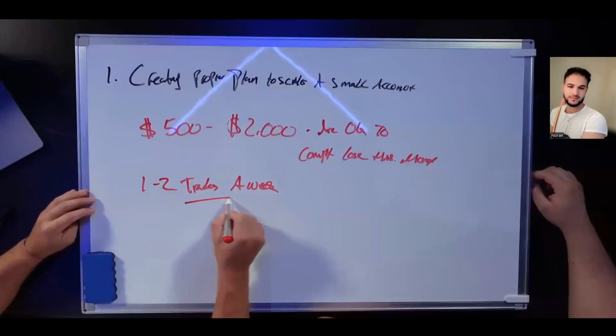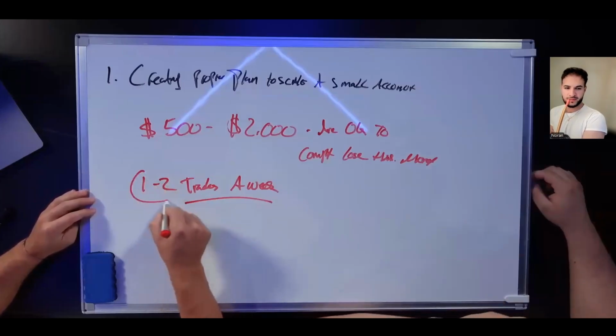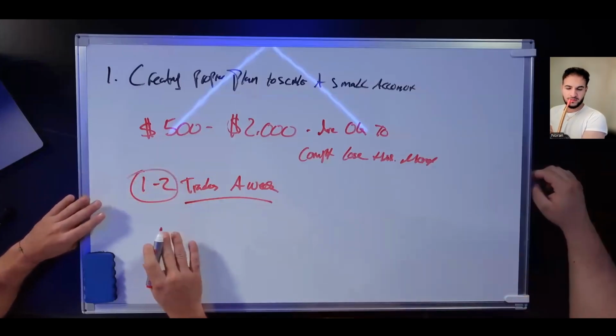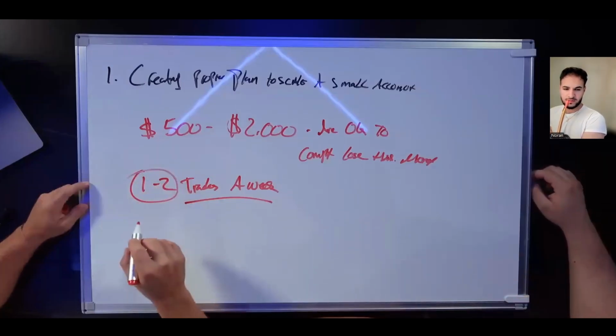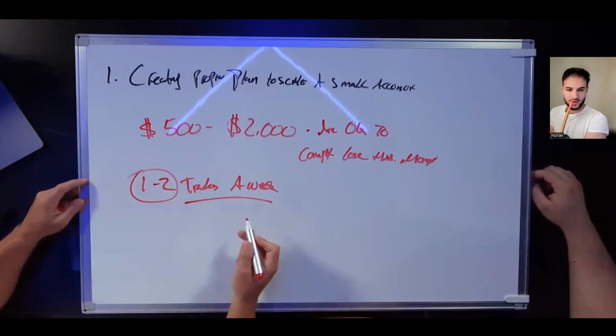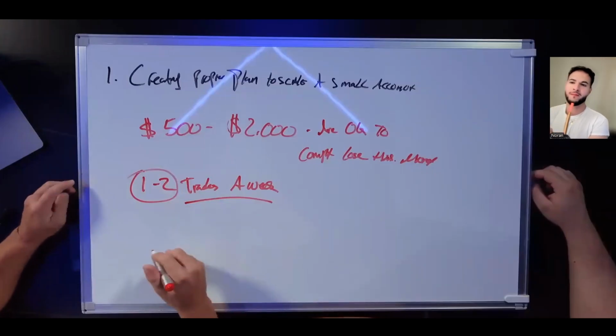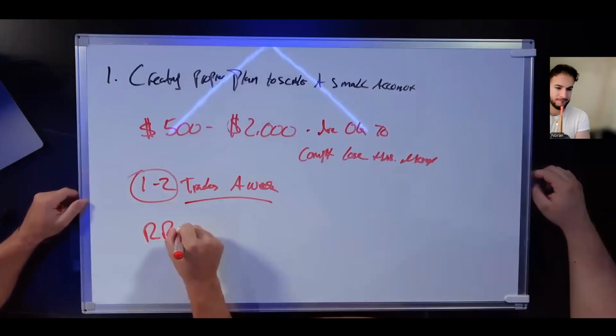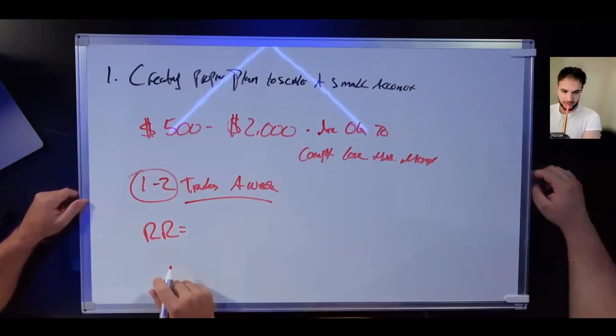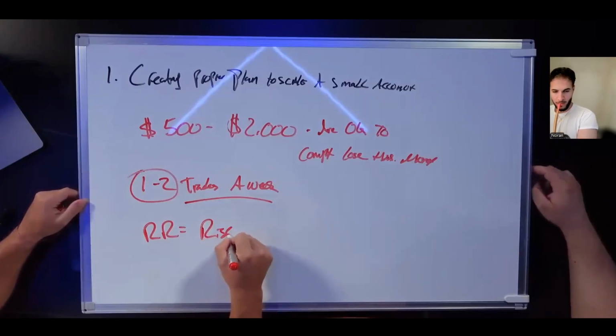Of course. So the max amount of trades that you want to take in a week is anywhere from 1 to 2 trades. If you could even take 1, even better. Now, these trades that you're taking, 1 to 2 trades a week, the most important thing is going to be the RR, which is the risk to reward. So RR is risk to reward.